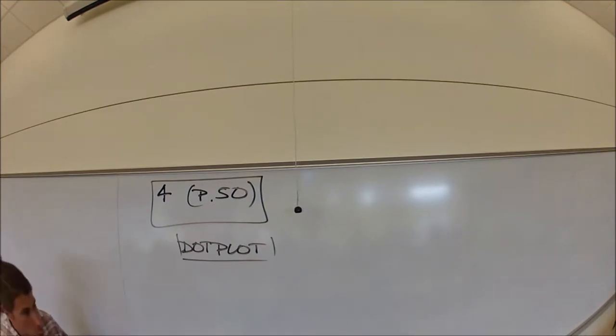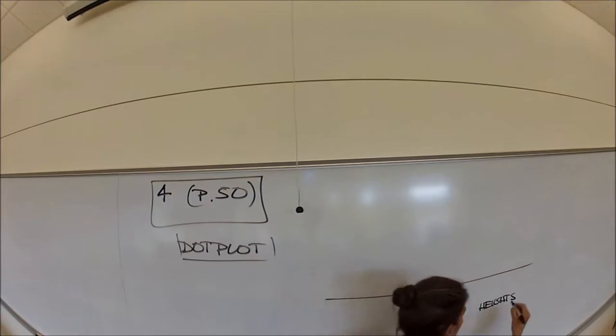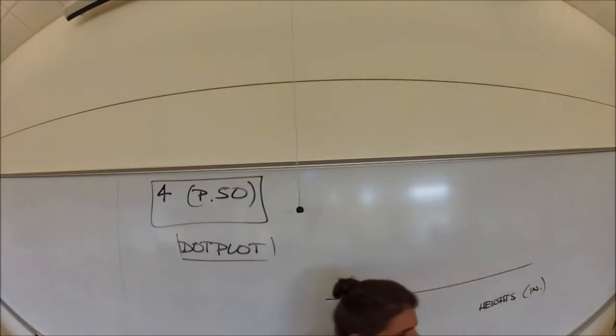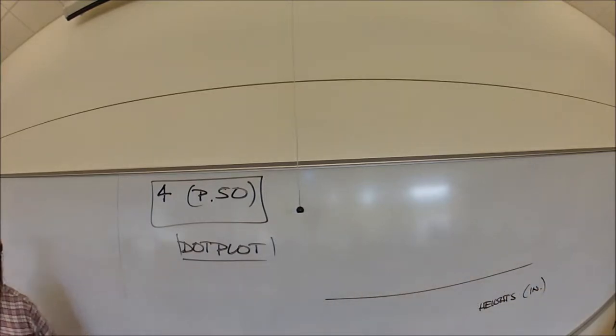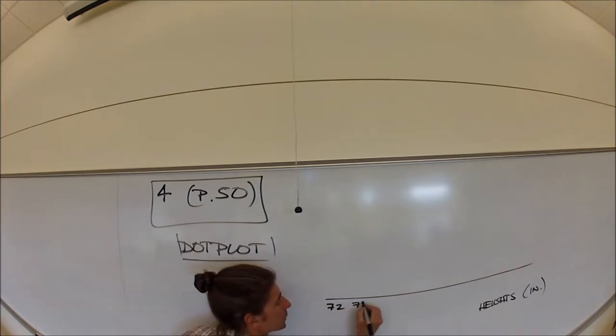So that's going to be along the horizontal. Heights. Are we in inches? I'm assuming we're in inches. Yeah, it's in inches. Awesome. What's the smallest height listed in that block? 72, 6 feet. What's the largest height listed? 86. So what you're going to do along the horizontal is list from 72 to 86 in its entirety all the way across. 72, 73, and so forth.